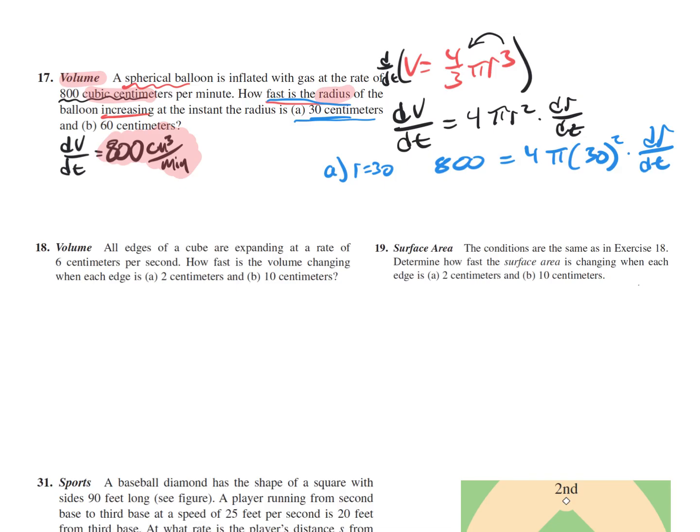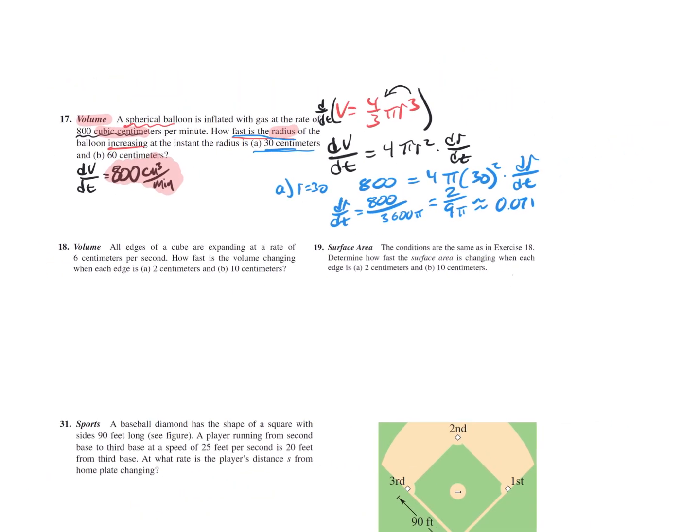So basically we need to multiply this. That's 900 times 4. 900 times 4 is 3600. Divide both sides by 3600 pi, and we end up with 800 divided by 3600 pi. Okay, and that will be dr/dt. Flip it around here. That simplifies to 2 over 9 pi, which is approximately 0.071, and this would be centimeters per minute.